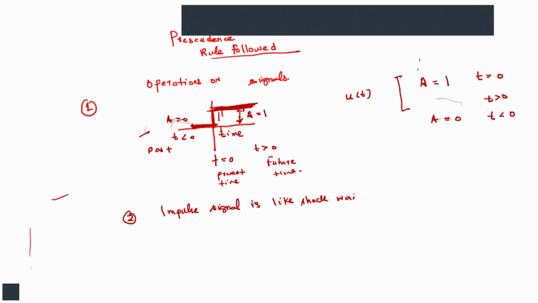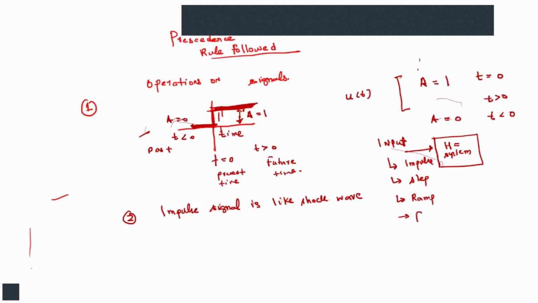In signals and systems, this is our system. H refers to the system, and to this system we give some input. There are three primary inputs: one is the impulse, another is the step function, and you can also give a ramp or a parabolic input and check the response. The response is referred to as y of t, and the input is referred to as x of t.